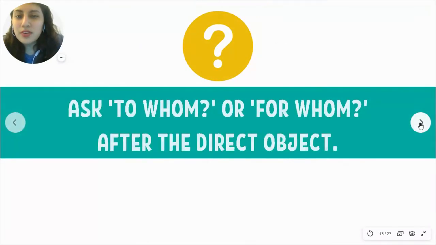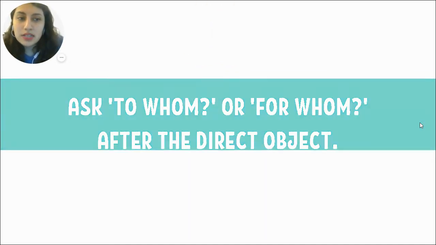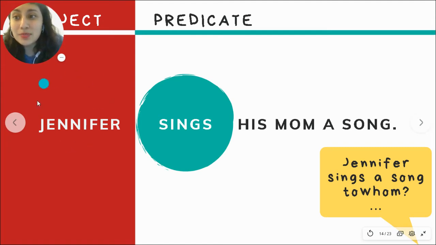So we have the very same example for this, and we're going to ask to whom or for whom after the direct object. So let's see this. Again, in this red part is the subject and it says Jennifer. She is doing the action actively in this sentence. Then we have the predicate, that is the verb and its parts, right? And first, we need to know what is the subject, what is the verb. Then we need to know if there is a direct object. And then we ask the question to know if there is an indirect object.